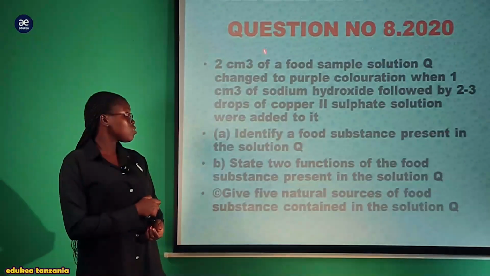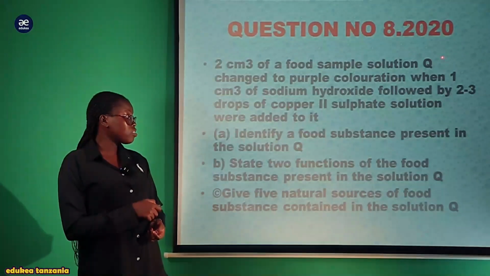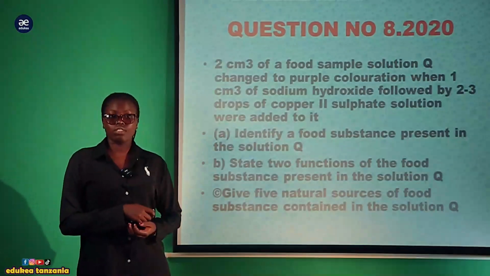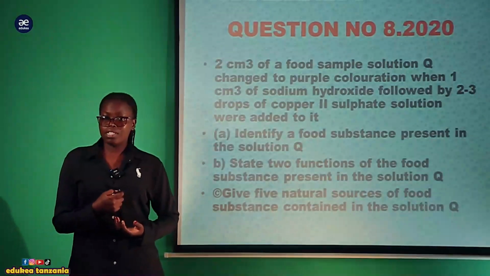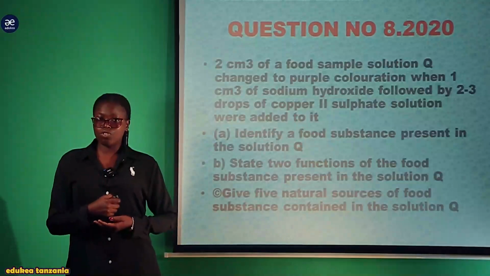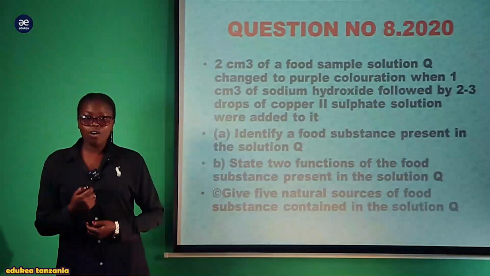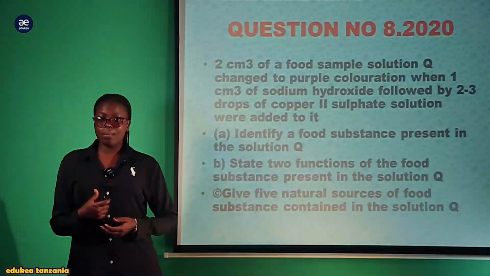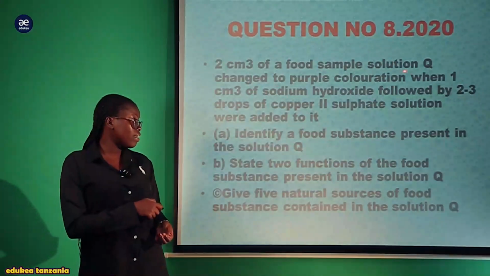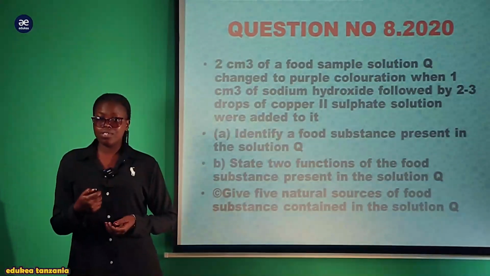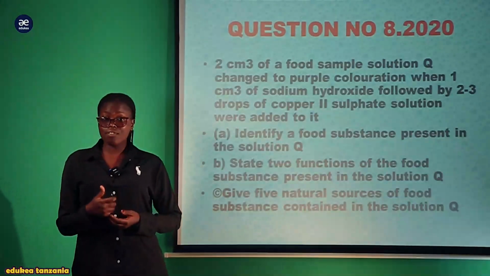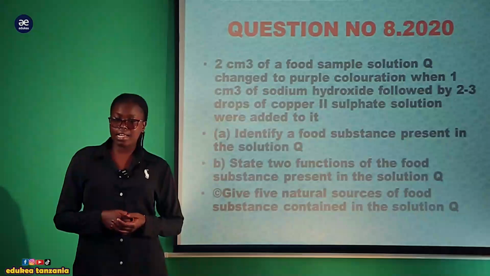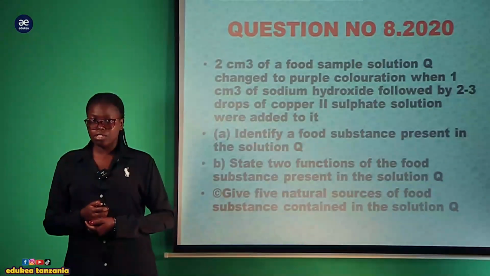Now, this 2 cm³ of the food sample was labeled solution Q. Assume this 2 cm³ of solution Q was colorless. On the addition of 1 cm³ of sodium hydroxide followed by the copper(II) sulfate solution, solution Q changed its color from colorless to purple.